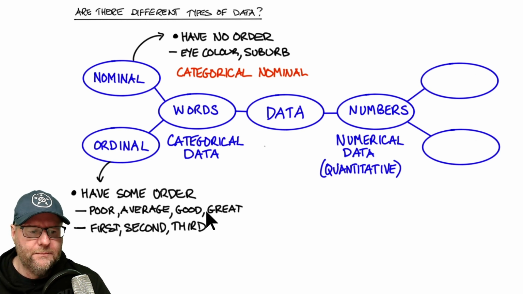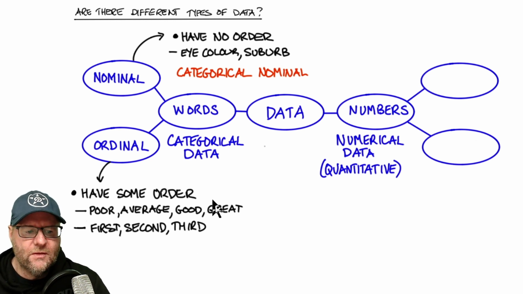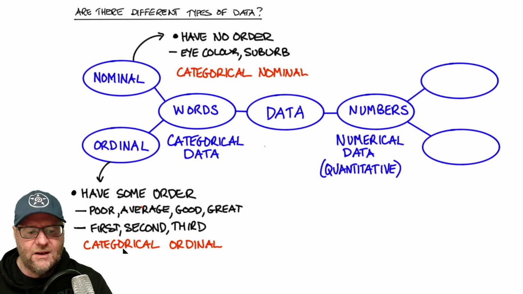Here's another example: first, second, third. They are words, but they have an order. We know that this one comes before this one, which comes before this one. So they're categorical, and they're ordinal because they've got an order. So we would say that kind of data is categorical ordinal.